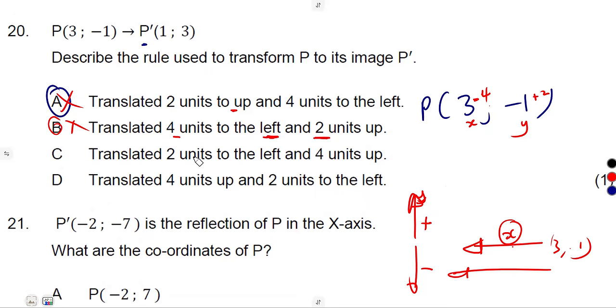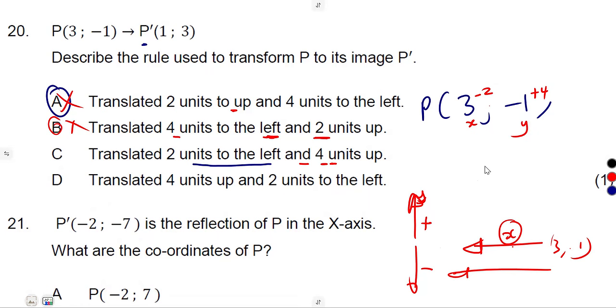Translated 2 units to the left. 2 units to the left. Okay, let's remove this. Remember, to the left, we subtract. So you're going to subtract 2 units. And 4 units up, we add. So plus 4, let's see. 3 minus 2, that's what? That's 1. 3 minus 2.